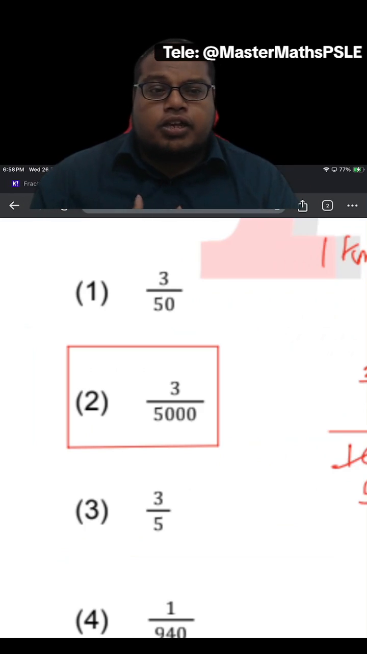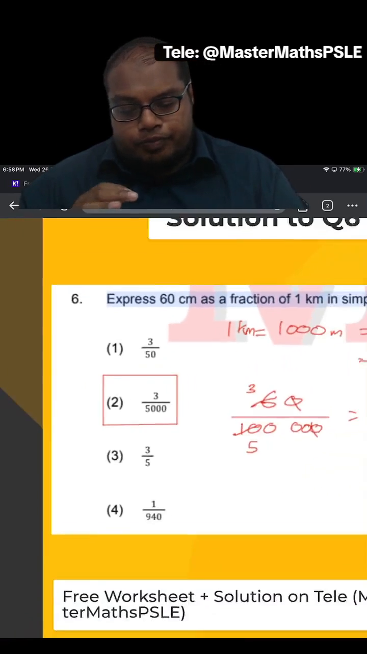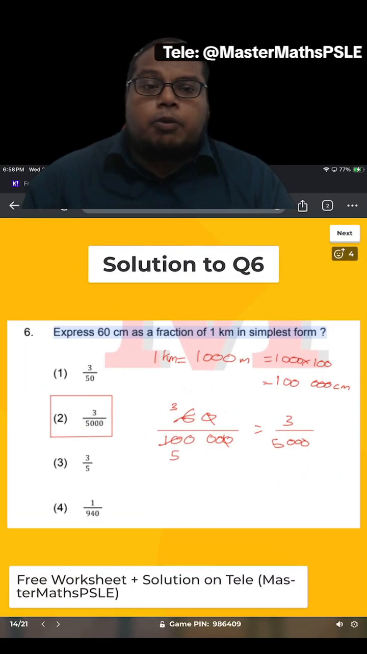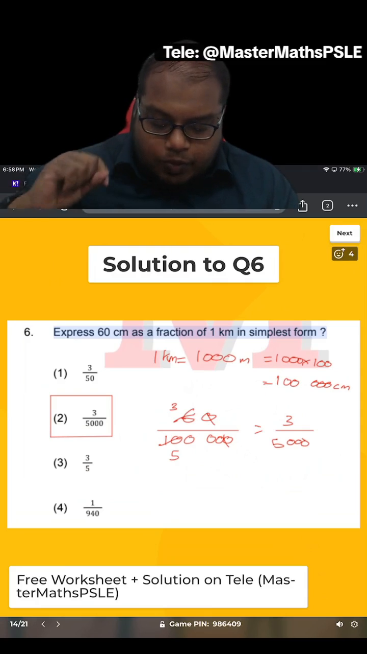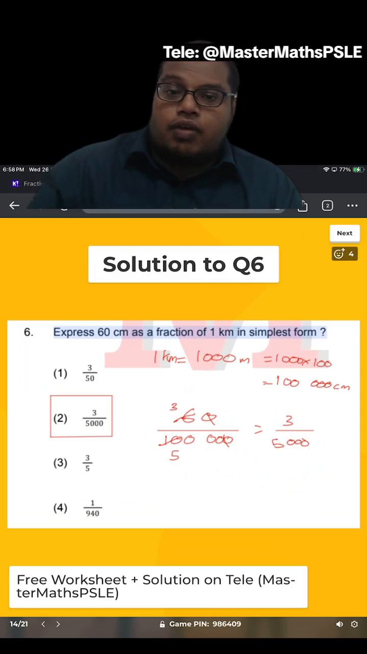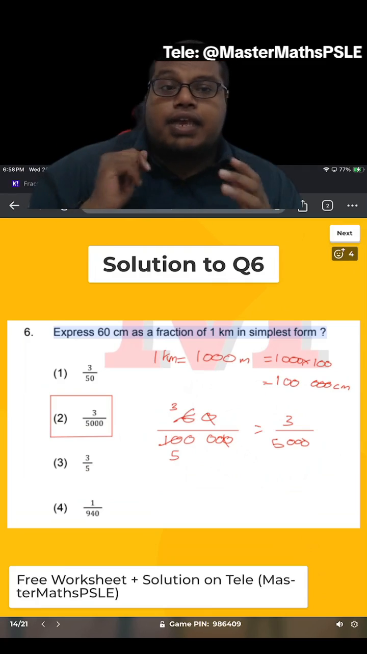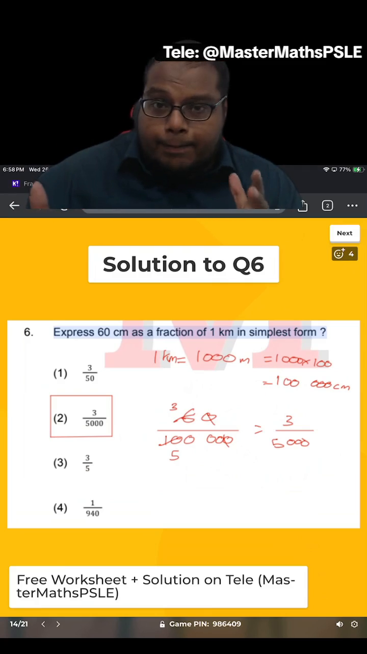Okay, so if you are not in this Kahoot, go to www.kahoot.it, enter the game pin at the bottom of my screen, which is 986409.